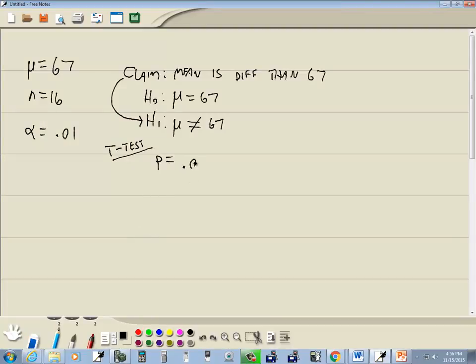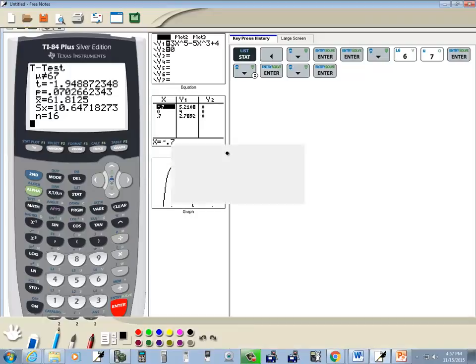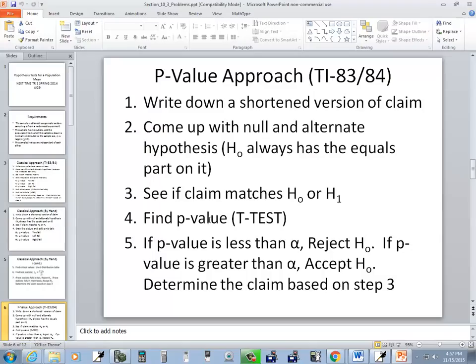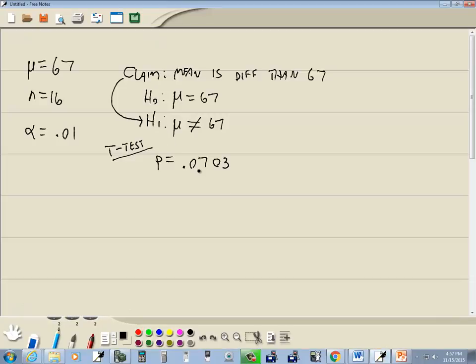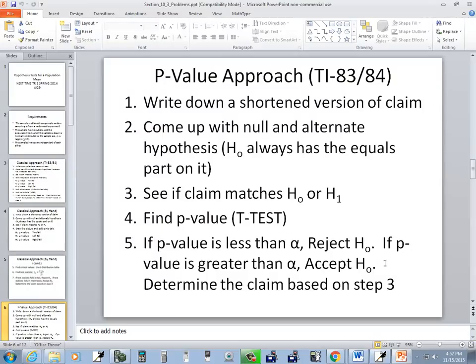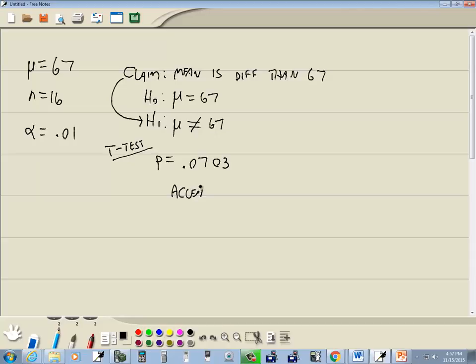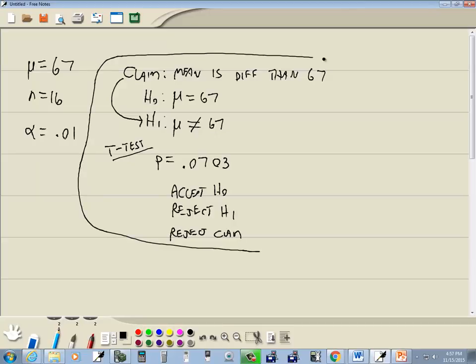And our P is 0.0703, taking it to 4 decimal places. If P value is less than alpha, well, P value is 7%, alpha is 1%, so it's not less than. If P value is greater than alpha, which is true, then it says accept H naught. Well, if we accept H naught, that means we're going to reject H1, because they're opposites of each other. And since our claim matches H1, whatever we say about H1 is what we say about our claim. So we're going to reject our claim. And the answer is this entire piece. The answer is just not reject claim. Doing a hypothesis test, the entire process is your verification.